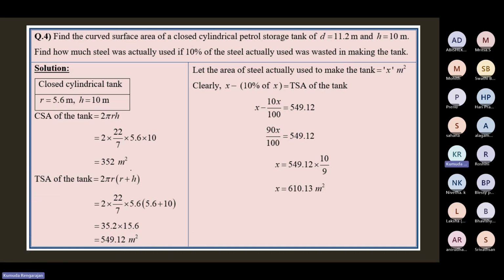Okay. So as I told you, CSA we find because they've asked us to find. TSA we have to work because it's a closed tank. So we need TSA for further calculation. Now, as we did in the earlier one, let the area of steel actually used. Actually used means actually purchased from the market.